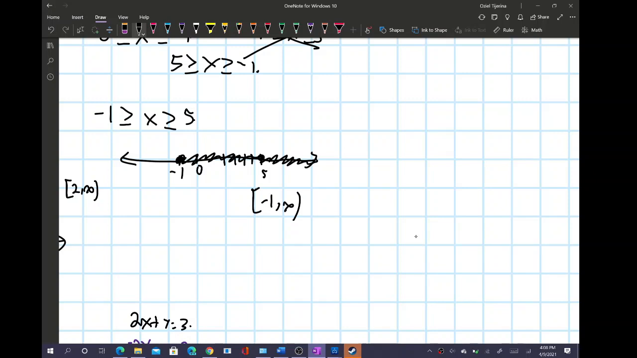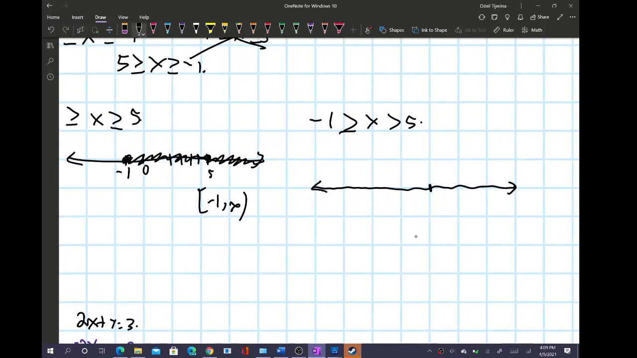But if they did have something like -1 is greater than or equal to x is greater than 5, and like I said, I really doubt they would give you something like that, but you would say, okay, this is 5, let this be -1, and then from -1 to 5, you would say, well, -1 is greater than or equal to x, right? But then it's also greater than 5.